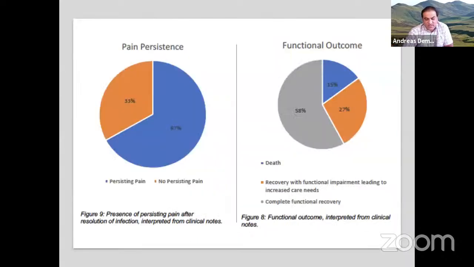Now, pain persistence is how patients will come back, and 67%, in other words 2/3, had pain after resolution of the infection. And I'm not sure whether it's a weakness of the treatment or the reality of the disease. We'll touch on that in a bit. And in terms of outcomes, as I said already, death 15%, functional impairment 27%, complete recovery only 58%.